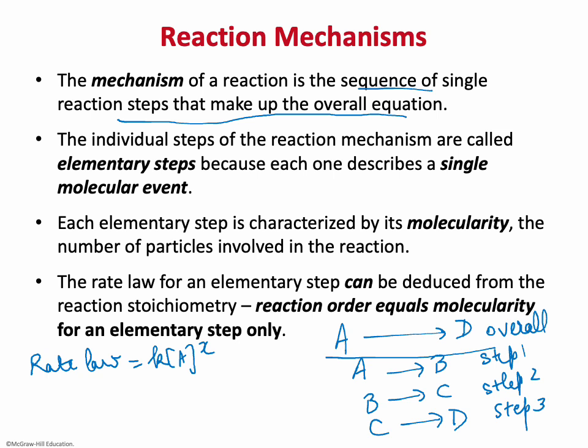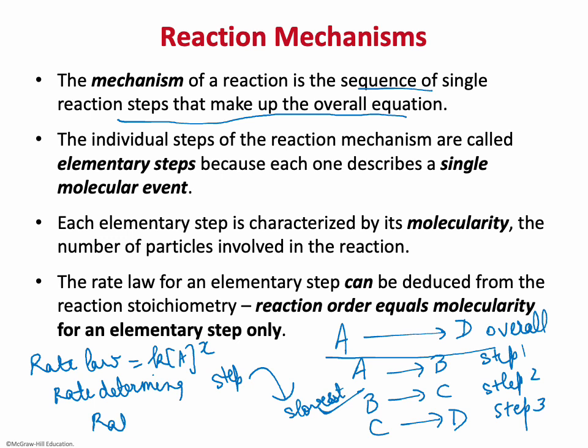The rate law does not necessarily depend on the overall reaction. It only depends on one of these steps, and that step is called the rate determining step. For instance, out of these three steps, if I say the slowest step is step 2, that means the rate determining step is also step 2.